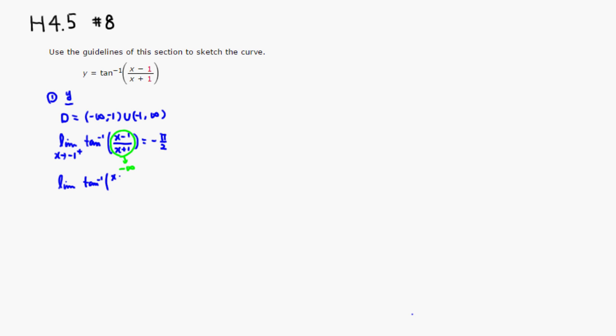And if you do the same thing, the limit of arctangent of (x minus 1) over (x plus 1) as x approaches negative 1 from the negative side, you can see that this is going to approach positive infinity, right? Then if you look at the arctangent, it's going to head toward positive pi over 2, right? So as x approaches negative 1, from the positive side it goes to negative pi over 2, and from the negative side it goes to positive pi over 2. So we got that.